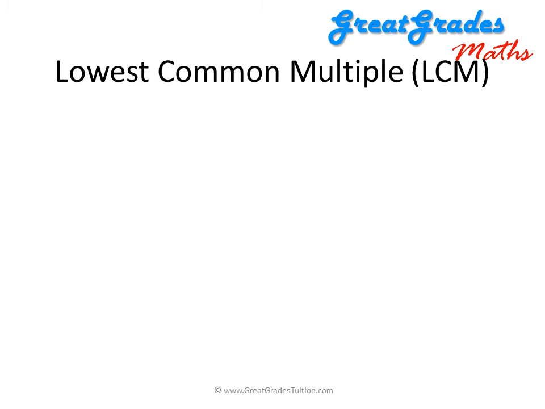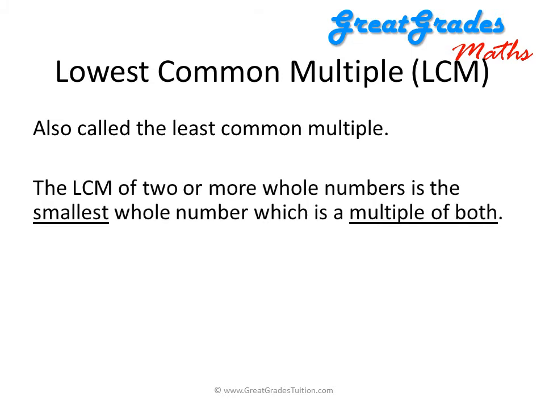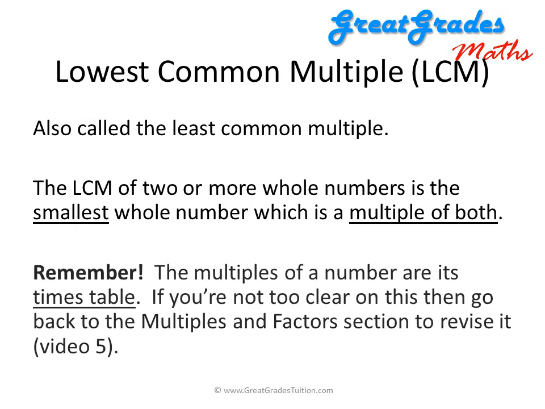Now let's try to find the lowest common multiple, and we can abbreviate this as LCM. This is also called the least common multiple. And the lowest common multiple or least common multiple of two or more whole numbers is the smallest whole number which is a multiple of both of the numbers.